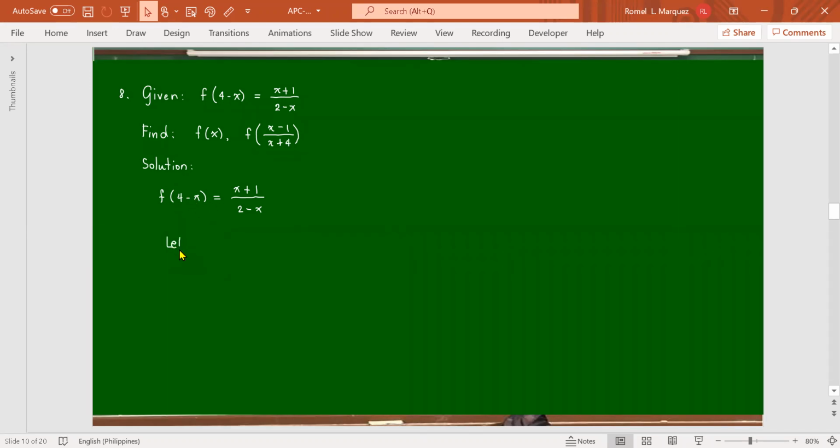So let y, for instance, is equal to 4 minus x. Then, I now have f of what? F of y. But what is my x here? X is equal to 4 minus y. Am I correct, guys? Children? So what is my x, children? 4 minus y. Then plus 1. All over 2 minus 4 minus y. Is that clear?